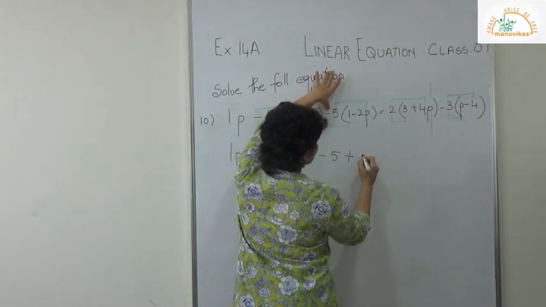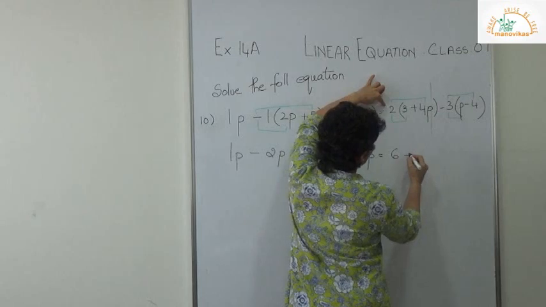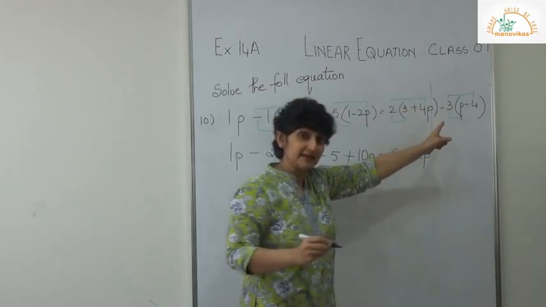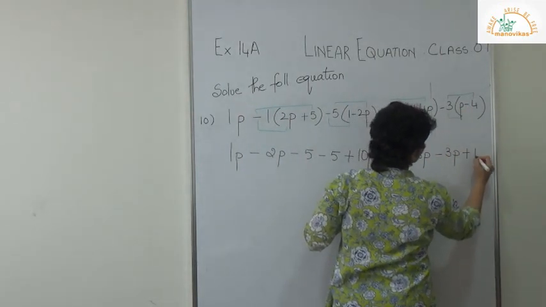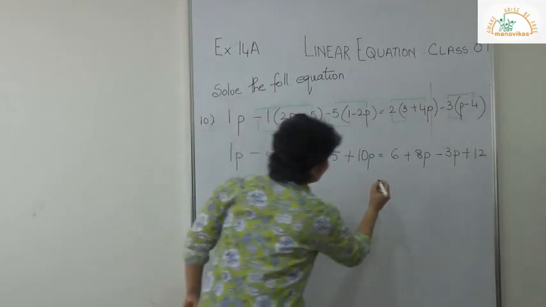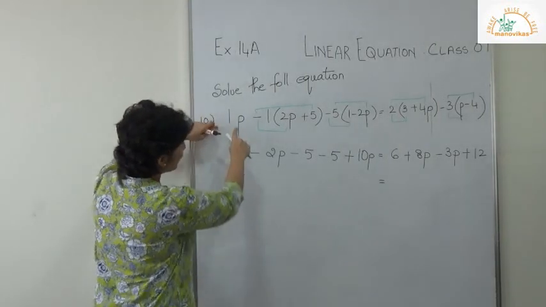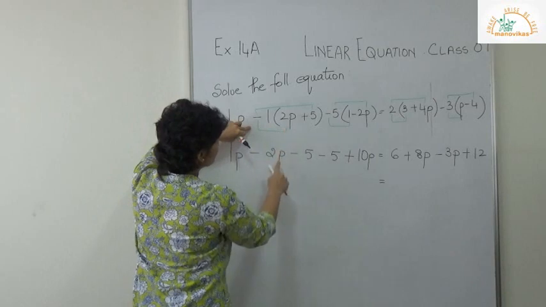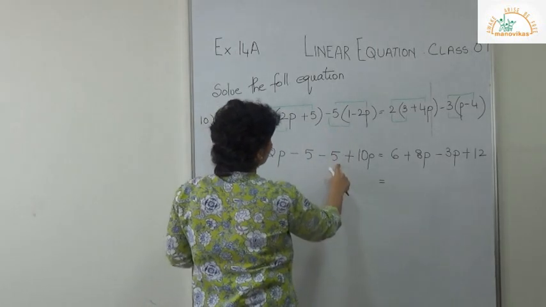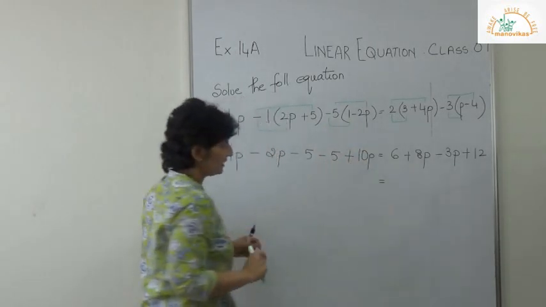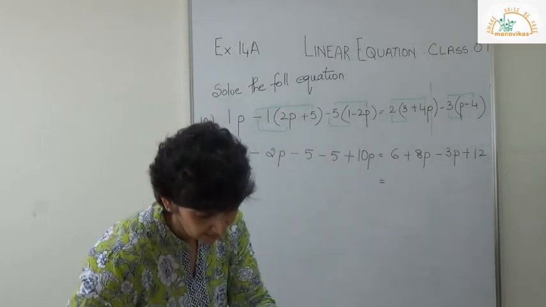Minus into minus would give me plus 5 twos are 10p, which is equal to 2 threes are 6 plus 2 fours are 8p. Again I have minus. So minus 3p minus into minus plus 3 fours are 12. Now I have my equal to here. Let's bring all the like terms together. Let me repeat. 1p minus 2p minus and plus gives me minus 5. Then again minus 5 minus and minus plus 10p. 2 threes are 6 plus 2 fours are 8p minus 3p plus 12.